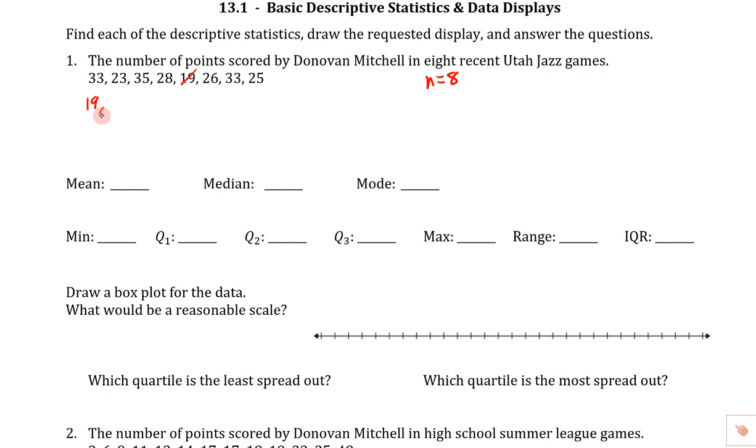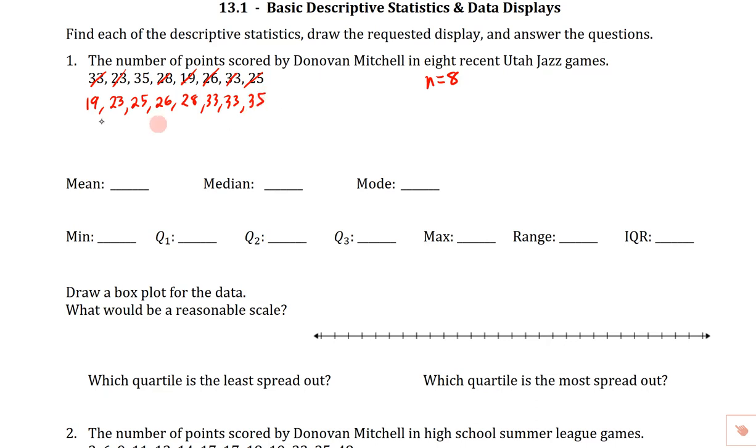Now, I like to make sure that I'm kind of equally spacing these out. So I've got a 19, and then I've got a 23. We'll just put that right down here. We'll cross that off. Then a 25 is the next one, so we'll put a 25 right there. Done with that one. Then a 26. We'll cross off the 26. Then a 28. We'll cross off the 28. Then a 33. Got one of the 33s. Then another 33. And then a 35.